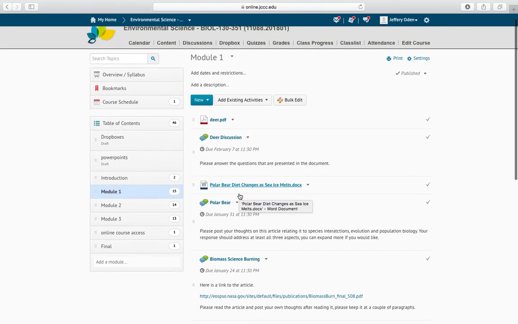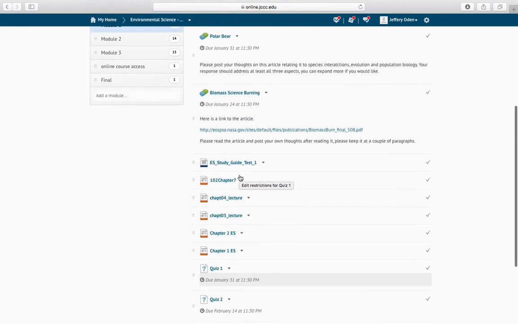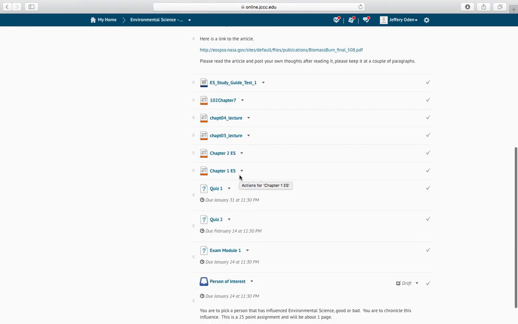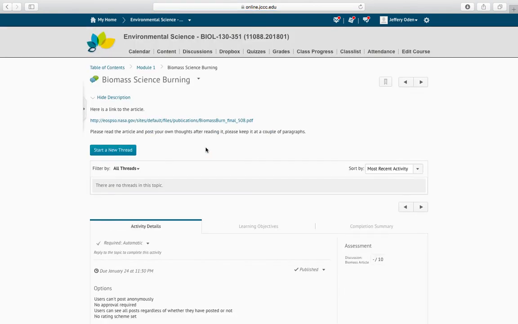Some of the first things that we have due in Module 1 here, as you can see with all of the dates, one of the first things that you have to do is a discussion board called Biomass Burning. It's right here. You click on this discussion board, but here's the article you can read. So please read the article. Keep your response, it says, to a couple of paragraphs whenever you post your discussion board. So you will come in here, click on it like this. You will start a new thread, and you will write what you wish to do, what your response is to that.